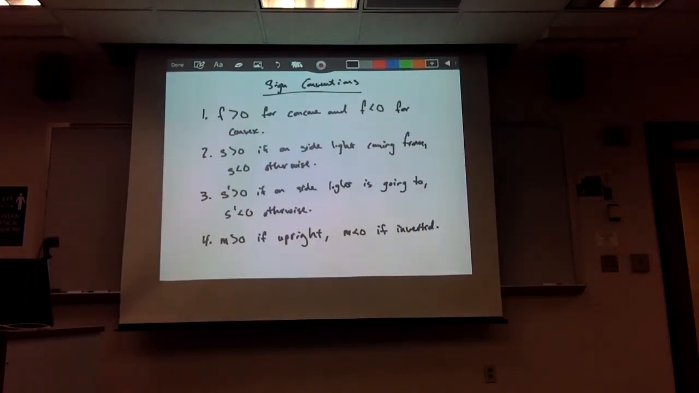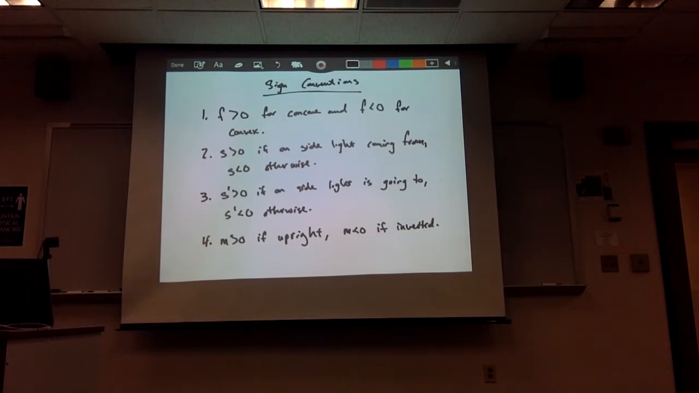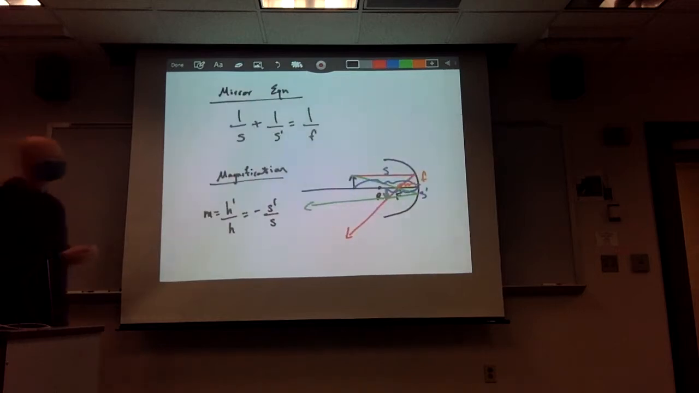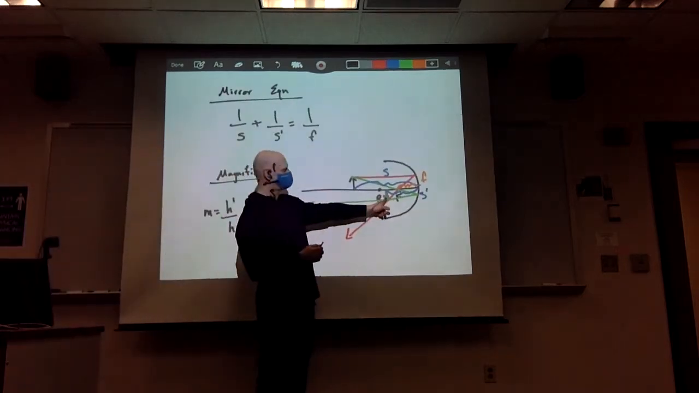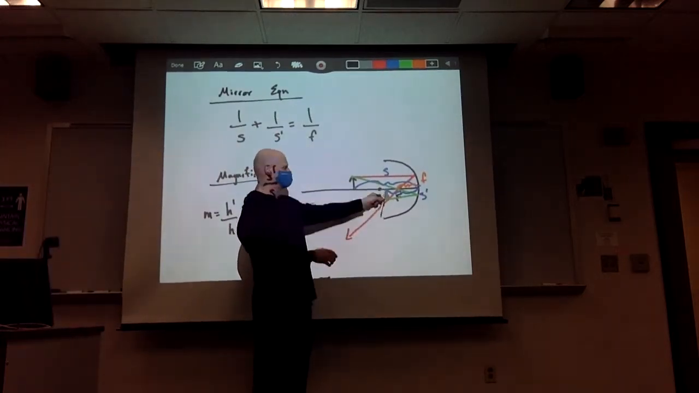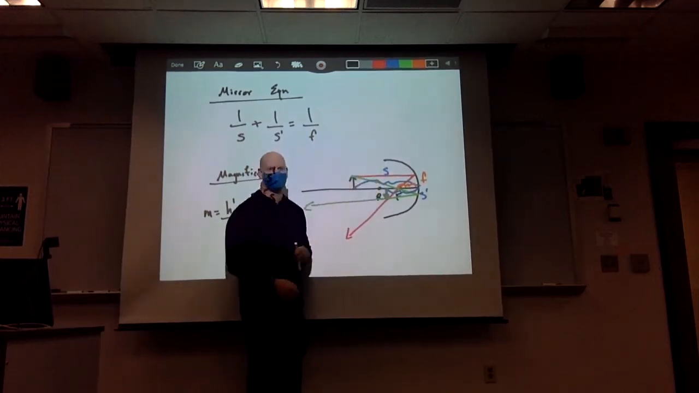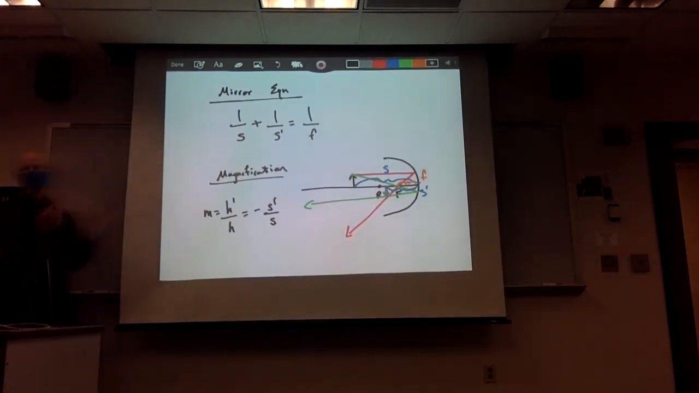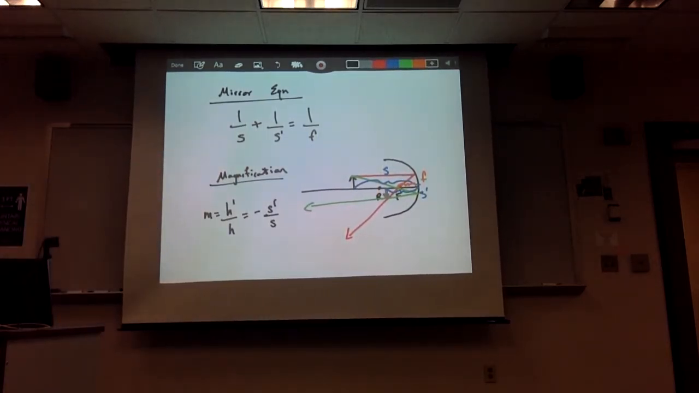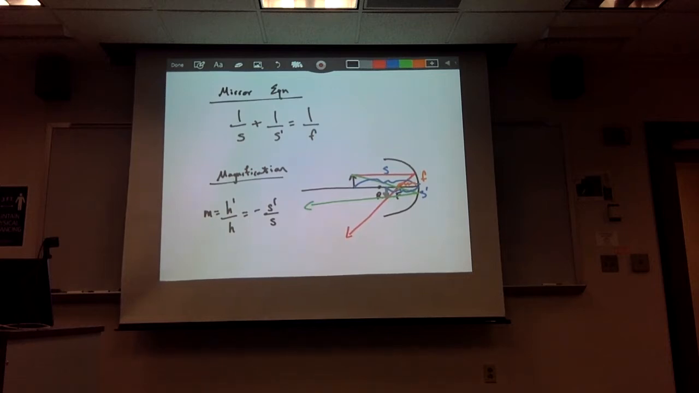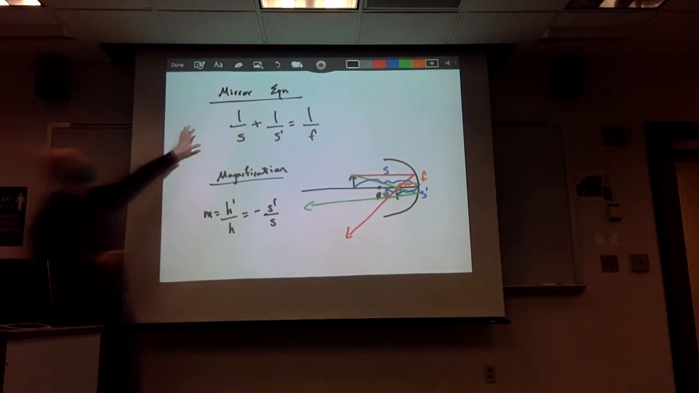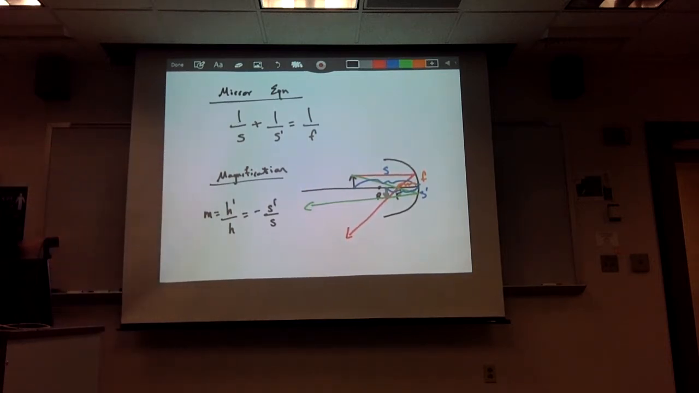And then finally, number 4 says the magnification is positive if my image is upright and negative if it's inverted. Let's go back to my picture. This would be a negative magnification because it is inverted. It's pointing in the opposite direction as the original object itself. So that's about it. These are my 4 sign conventions that all go along with this particular equation.